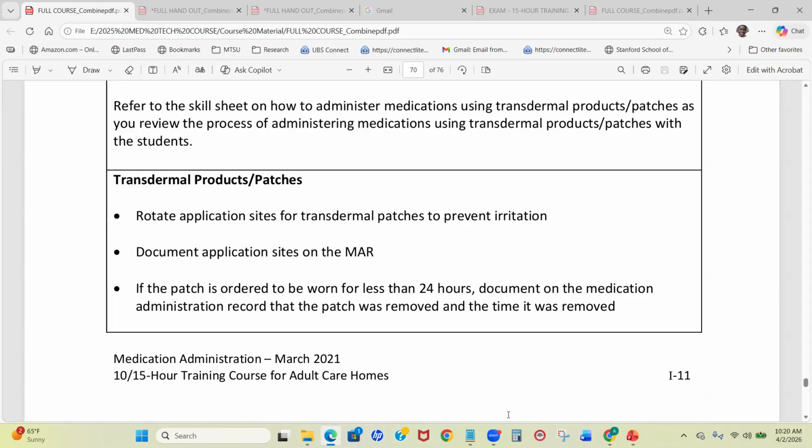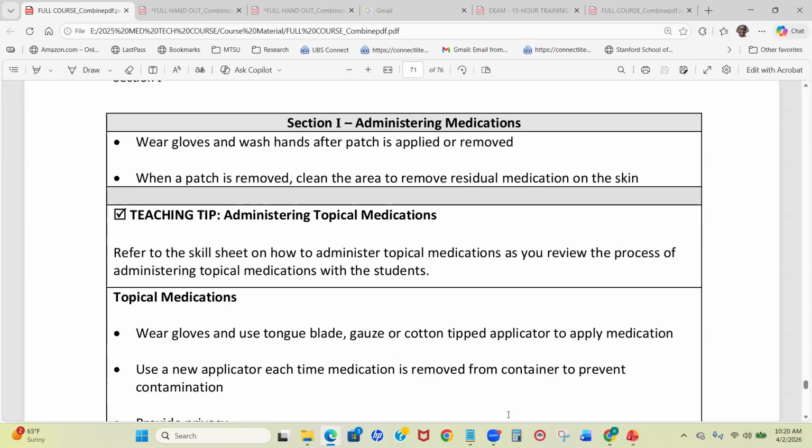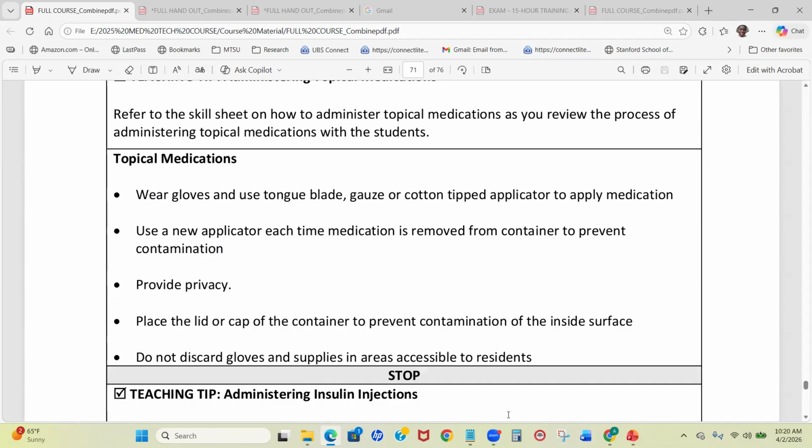For a transdermal patch, whether it's nicotine, nitroglycerin, or a pain patch, don't be putting it on the same place every day. You have to be rotating it, or it will cause them irritation. So always remember, you have to wash your hands and put on your gloves when putting on anything topical.